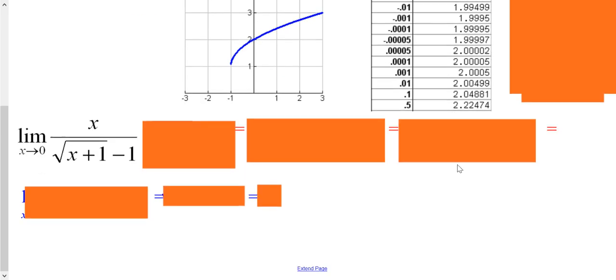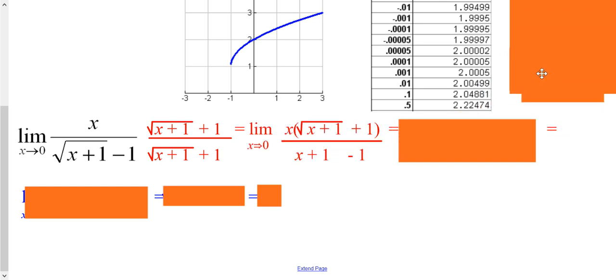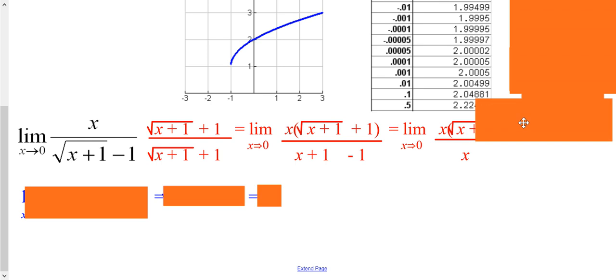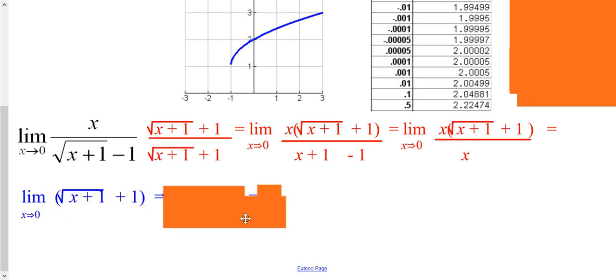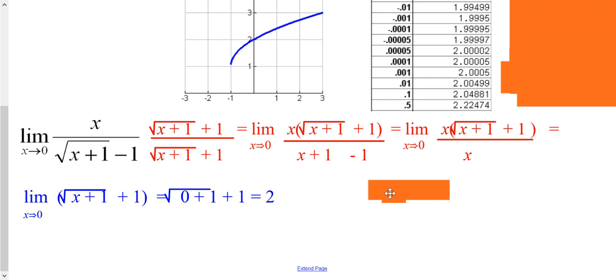Symbolically, we're dealing with a root. So you'd want to go ahead and get the root out of the bottom to see if that would make a difference. So we'll go ahead and do the conjugate, FOIL out the bottom, probably keep the top the same. You notice the bottom simplifies down to just x. You get x times the top, x times the bottom. That's a special form of 1. So now we get this. So now we could actually plug in 0 for our x, and we get the square root of 1 plus 1. And you know that that is 2.